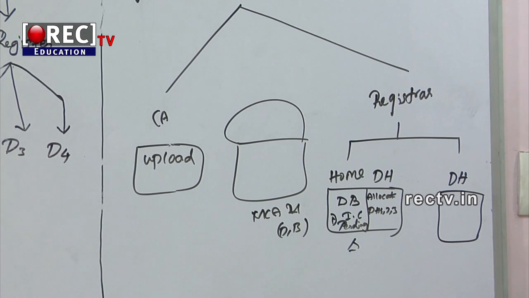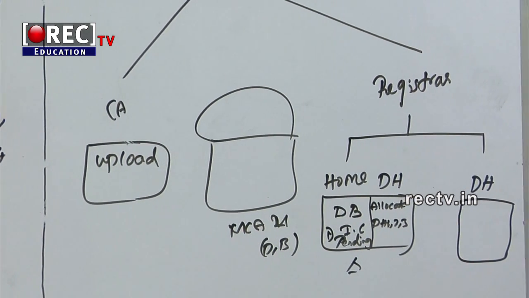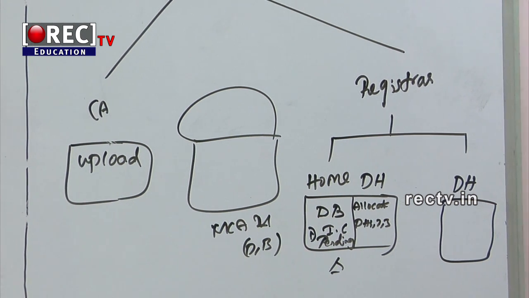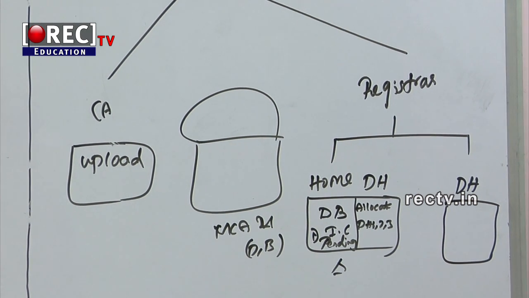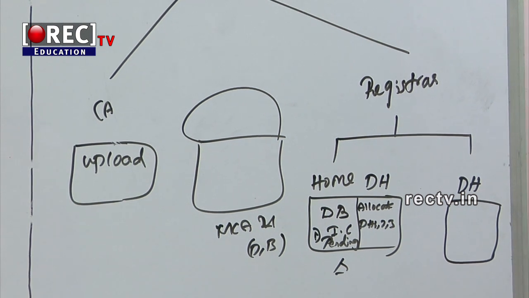After the registrar sees this, he will allocate the work to the dealing hands. Here, as before the introduction of MCA 21, we have taken D1. In the same way, that dealing hand will make all his observations and transfer it to the registrar. The registrar, after seeing all the observations and considering all the important things, will incorporate the company. So the process goes very easily with the introduction of IT.